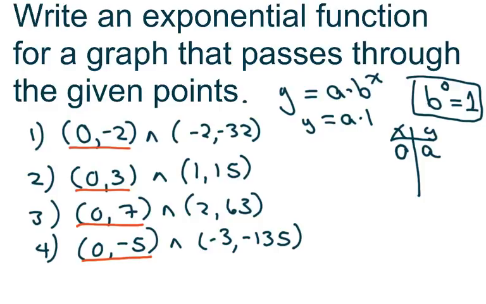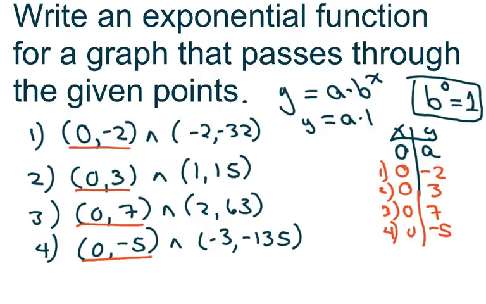So for the first one, if I plug in 0, my y-intercept is going to be -2. For the second, if I plug in 0, my y-intercept is going to be 3. This is your number 1, number 2, number 3, and number 4. So basically, these are your a's, and then we're going to plug in the other point to find the b. Okay, so let's get started with the first one.